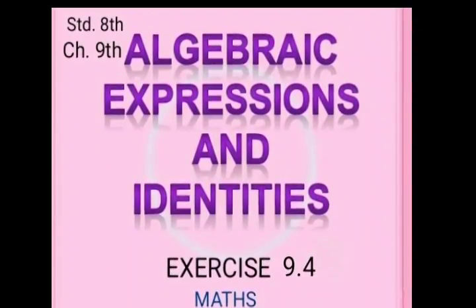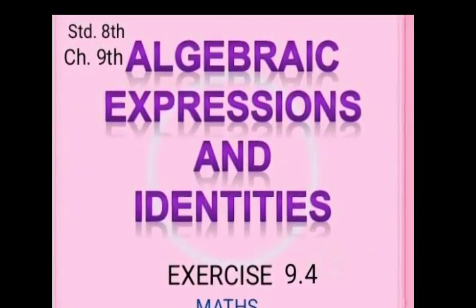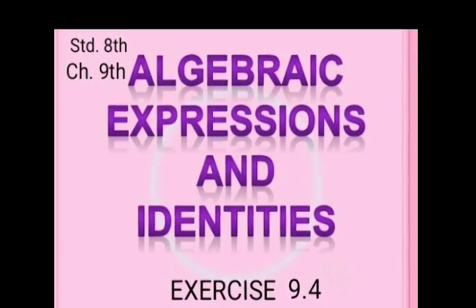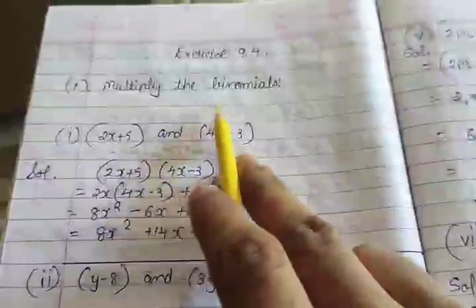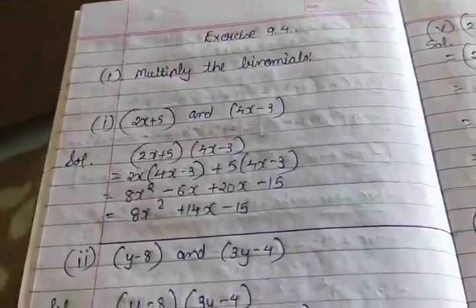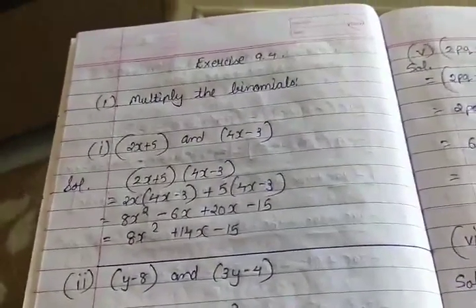In this video, we will do exercise 9.4 of chapter Algebraic Expressions and Identities. Let's start exercise 9.4, multiply the binomial. Now here we will see how to multiply binomial with binomial.